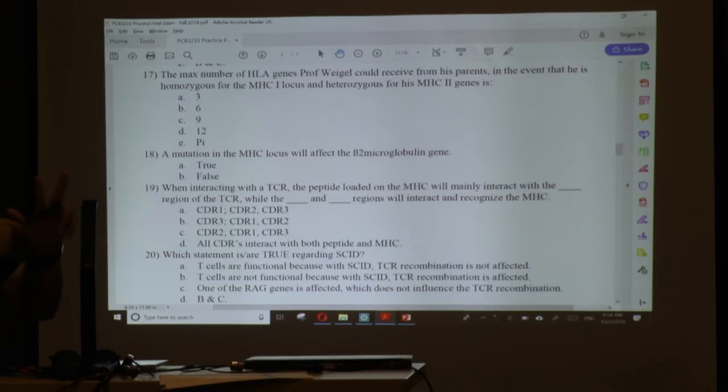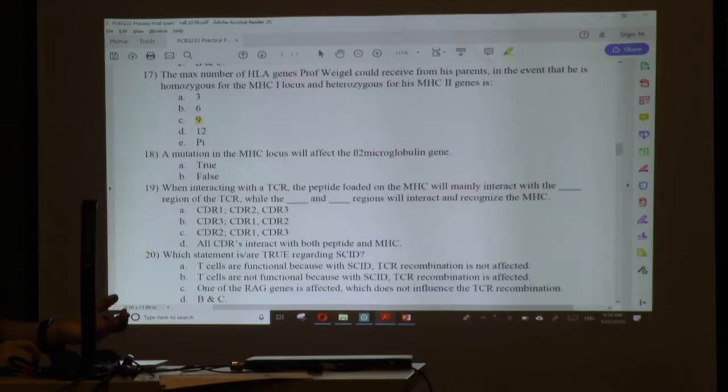3, right? Because if you're heterozygous, you could have 6. Homozygous is half, 3. And then, in this case, Professor Weigel is still heterozygous for MHC2, so he gets the 6 for MHC2, for a total of 9. Does that make sense? Everyone? Yeah? Okay.